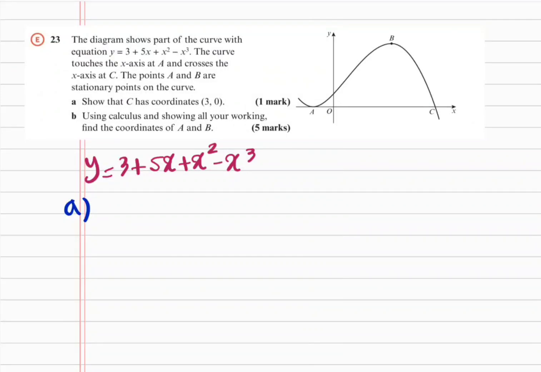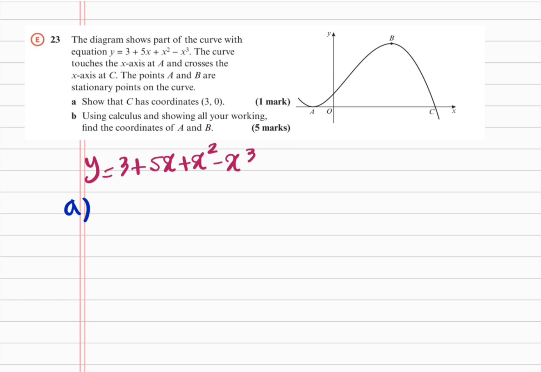Hi everyone, this video is on mixed exercise 12, question 23. We have this diagram which has the curve with equation y is equal to 3 plus 5x plus x squared minus x cubed. The curve touches the x-axis at A and crosses the x-axis at C. The points A and B are stationary points on the curve. So in part A, we want to show that C has coordinates (3, 0).